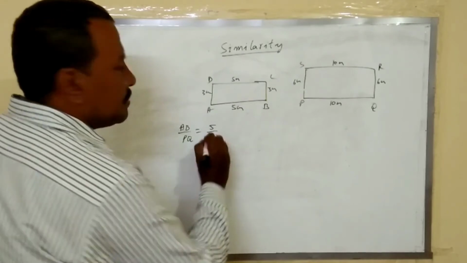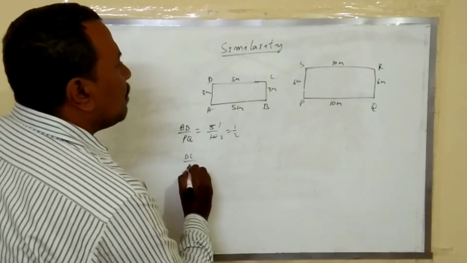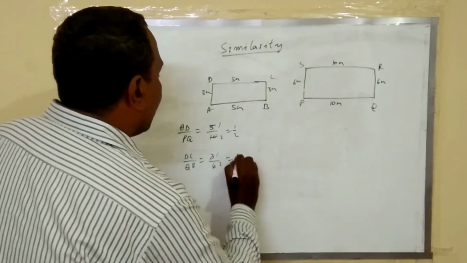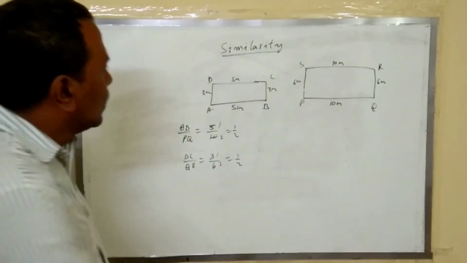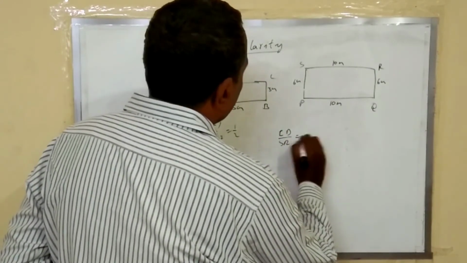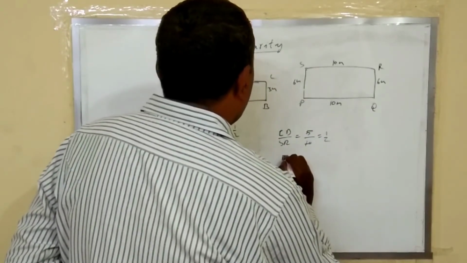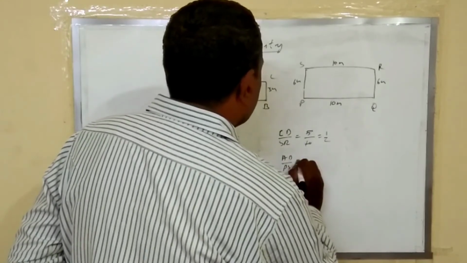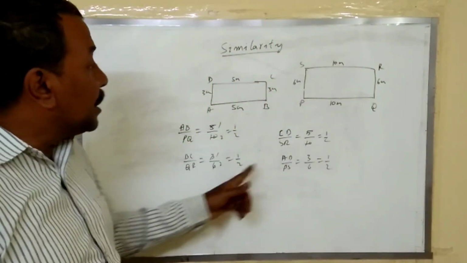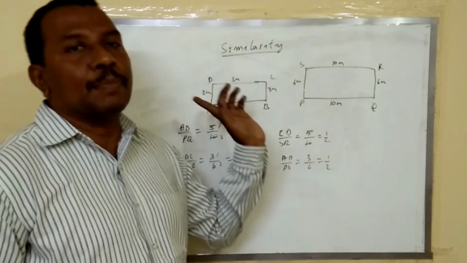5 by 10. 5 ones are 5, 5 twos are 10, 1 by 2. Now take BC by QR. 3 by 6. 3 ones are 3, 3 twos are 6, 1 by 2. Similarly, CD by SR, 5 by 10, 1 by 2. And AD by PS, 3 by 6 is equal to 1 by 2. All represent the same ratio. That means the sides are in proportion.